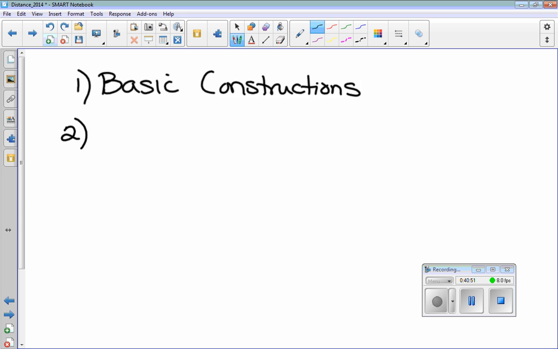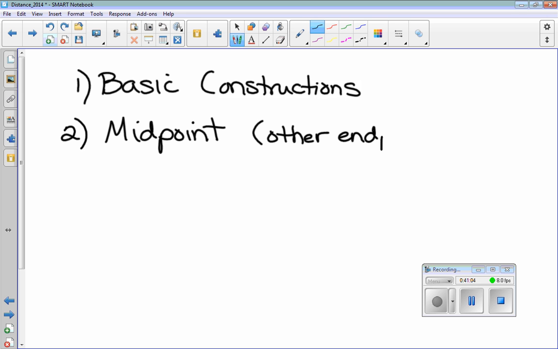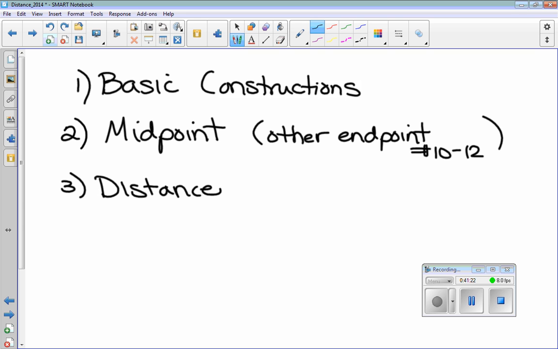Basic constructions. It will cover midpoint. And within midpoint, I'm going to write parentheses other endpoint. Do you know what I mean when I say that? It's like question numbers 10 through 12 on your homework. It covers both. Can you find the midpoint? Or if I'm given the midpoint, can I find the other endpoint? And then distance, both Pythagorean theorem and the formula.